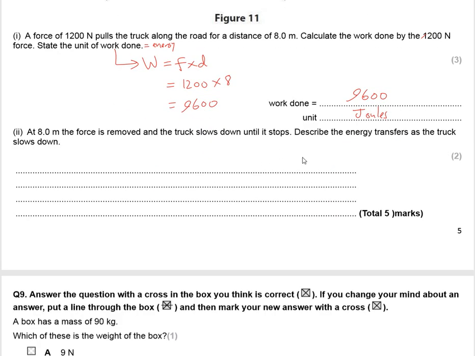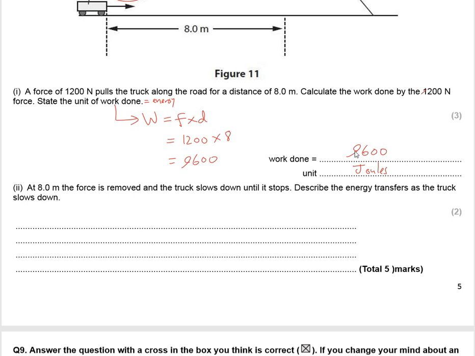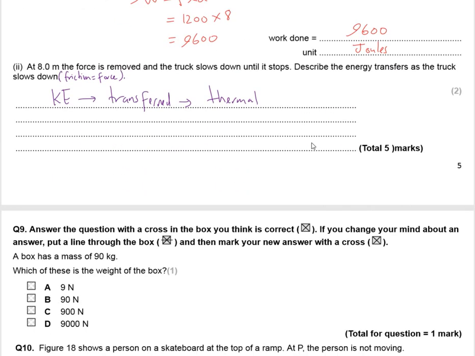Now, describe the energy transfers of a truck. First of all, the truck moves, so therefore we're going to have kinetic energy. So kinetic energy gets transferred into thermal. And this is the answer. Now, it is stopping. Why does it slow down? It's slowing down because of friction. Now, friction is a force, not energy. So be careful when we're talking about this.